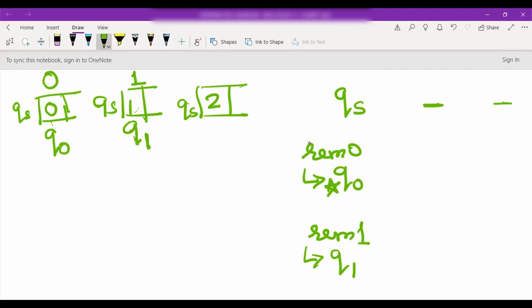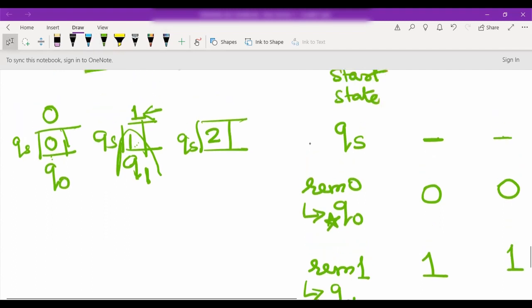Now, Q0 is representing which string? String 0. And what was the output? The output that was generated is output 0, that is the remainder 0. Q1 is representing which string? Q1 is representing this string, that is 1. And what was the output? The output is written here. Output is remainder 1.